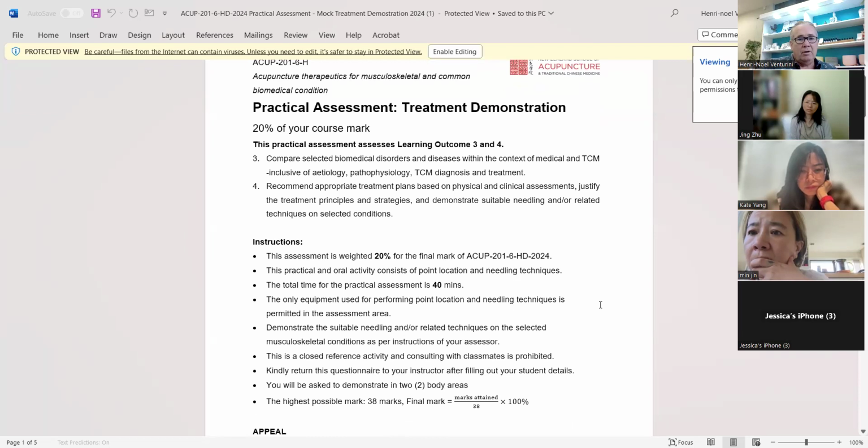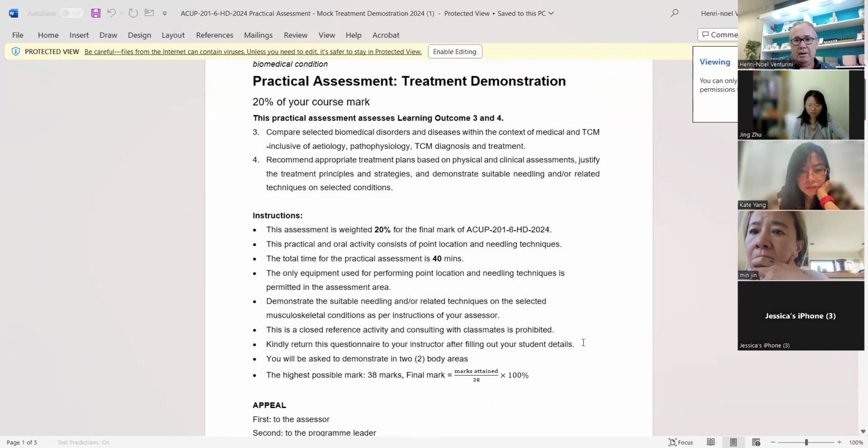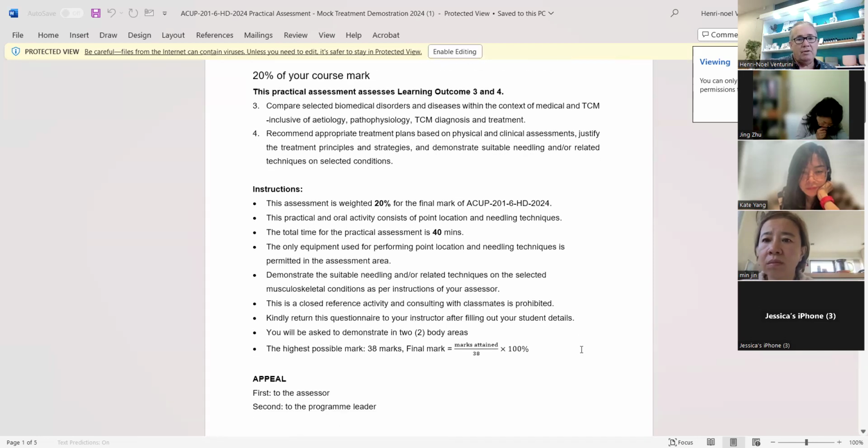And the total time of the practical assessment is 40 minutes. So again, you'll be picking lots to see who goes first. The only equipment used for performing point location and needling techniques is permitted in this assessment area. Demonstrate the suitable needling and or related techniques on the selected muscular conditions as per instructions of your assessor. This is a closed reference activity and consulting with classmates is prohibited. Kindly return the questionnaire to your instructor after filling out your student details. You'll be asked to demonstrate in 2 body areas.